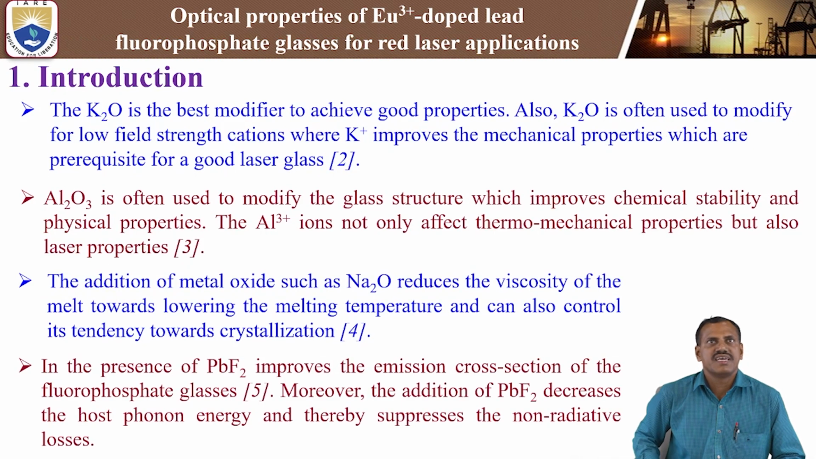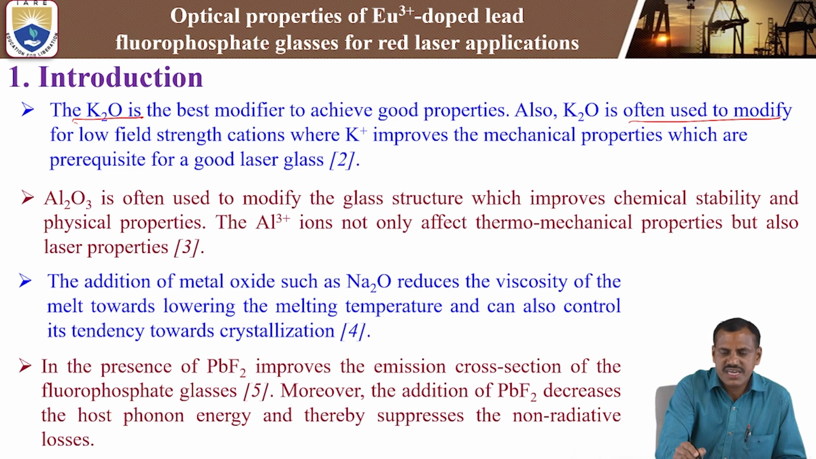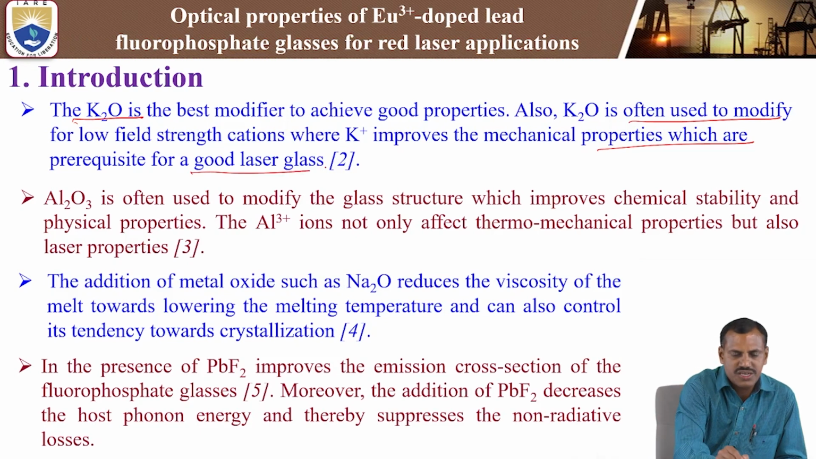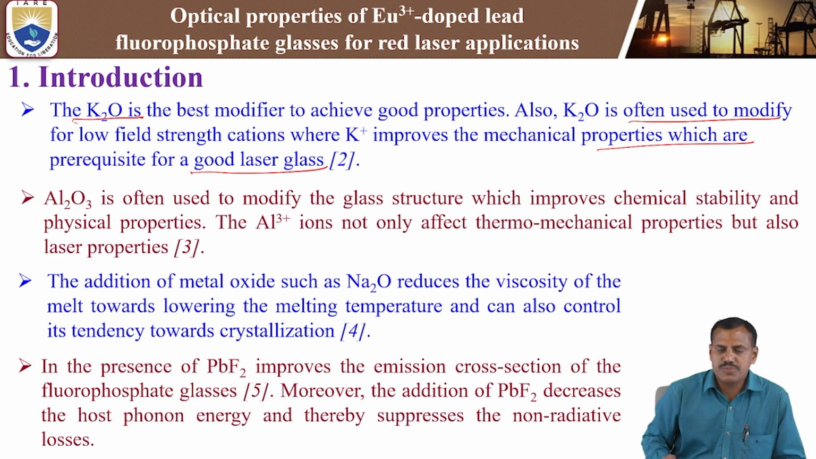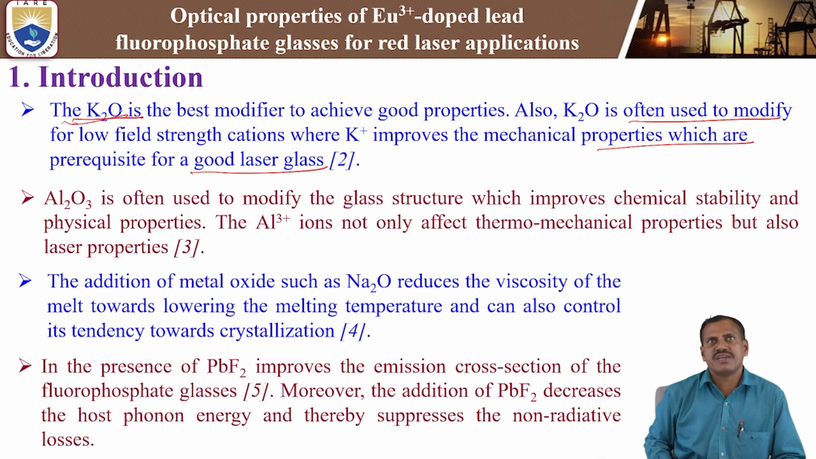Next, in fluorophosphate glasses, the modifier potassium oxide (K2O) is the best modifier to achieve good properties. K2O is often used as a low field strength cation, where K+ improves the mechanical properties, which are a prerequisite for a good laser glass. Whenever we need to improve the mechanical property of the glass material, we need to use potassium oxide as a modifier. Then only can we get good laser glasses.